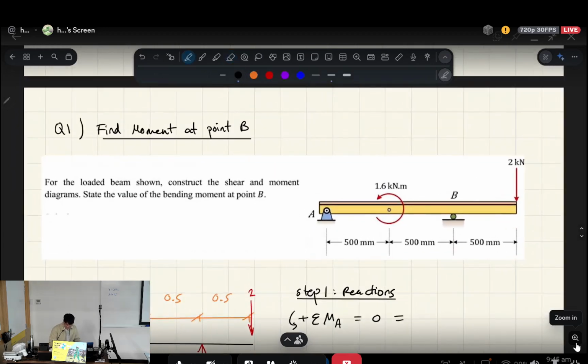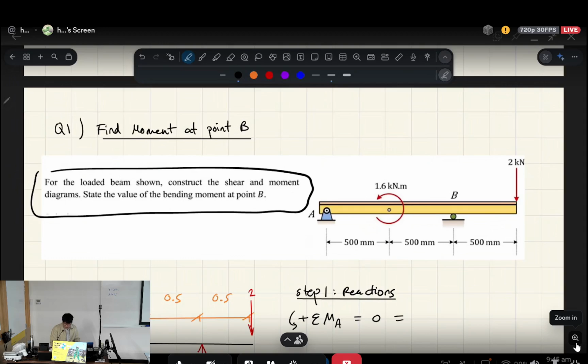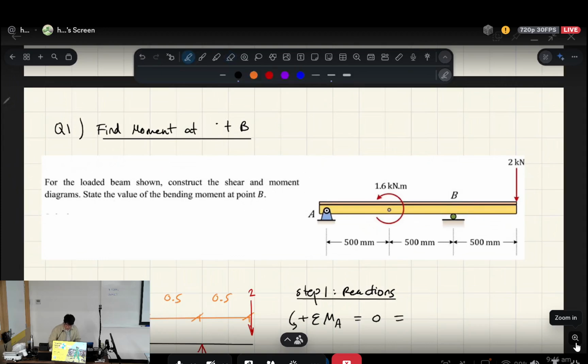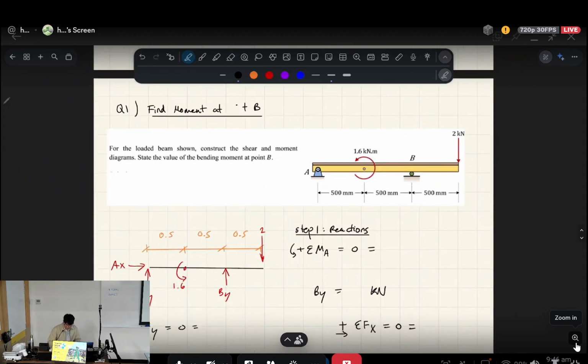All right, so this question says, for the loaded beam that you see, construct shear force and moment diagrams, and then state the value of the bending moment at point B being here. Okay. So I'm going to redraw this system as a free body diagram here. All right.